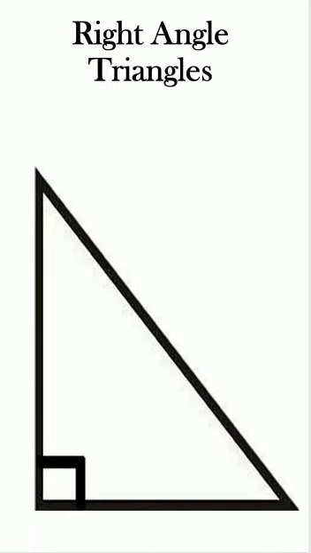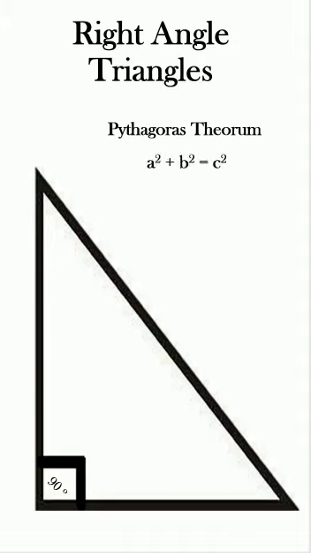Let's take a closer look at the right angle triangle. It's easily identified by the 90-degree angle that's usually depicted in a square box at the corner of the triangle. When we know the length of 2 sides of the right angle triangle and we want to calculate the third side, we use Pythagoras Theorem. This states a squared plus b squared is equal to c squared.